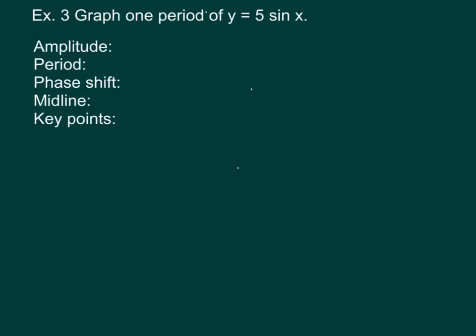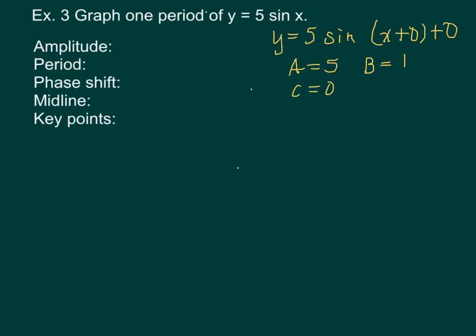Example 3. Now this equation is already in the form. I'm just going to rewrite it so you can see. A is 5. B is always what is in front of the parentheses, which is a 1, not a 0. C is 0, and D is 0. Amplitude, the absolute value of A, which is 5. Your period is 2 pi over B, which is 2 pi. Phase shift, in this case, there is no shift. Midline is y equals 0.